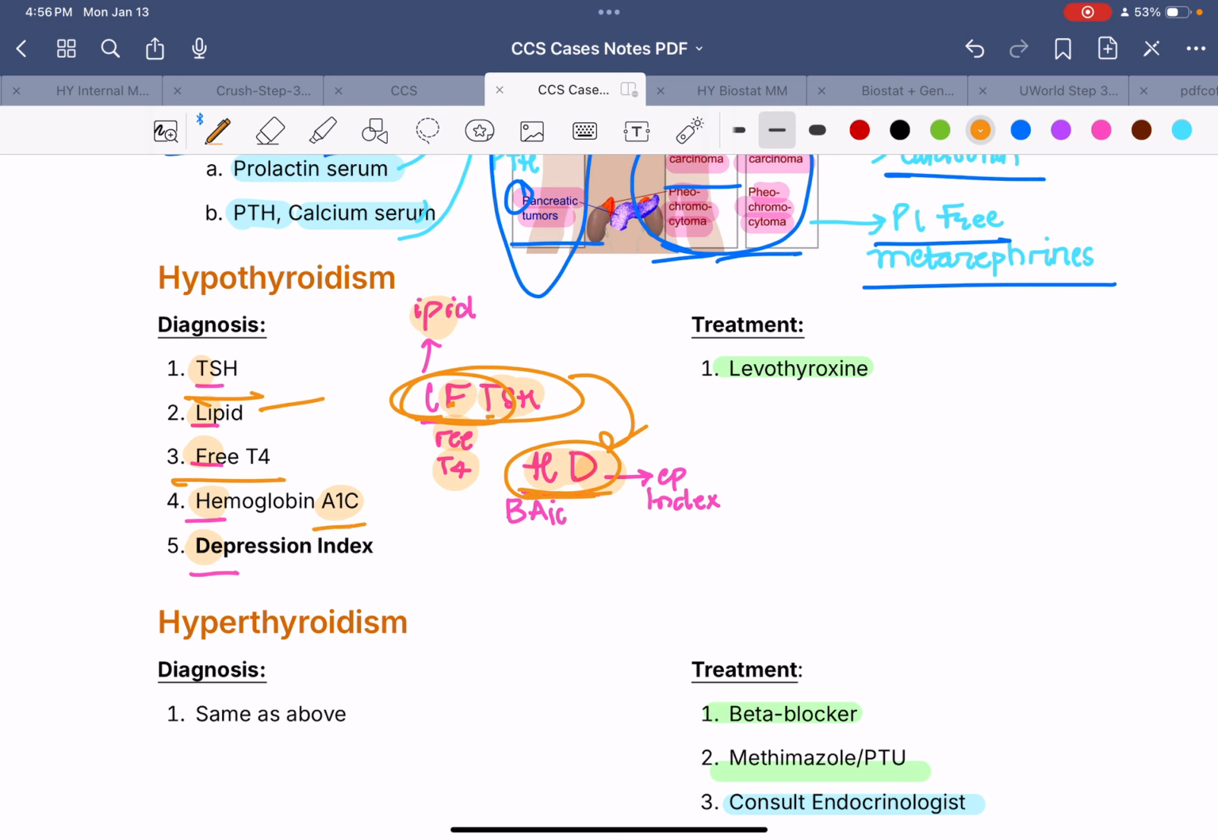HD is hemoglobin A1C. Of course, thyroid abnormalities can also cause blood glucose abnormalities, and D is for depression index, because hypothyroidism might also be associated with depression. And of course, the treatment is to replace the thyroid hormone, which is levothyroxine.